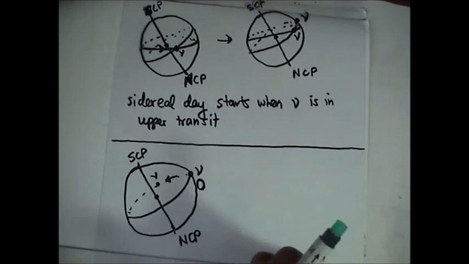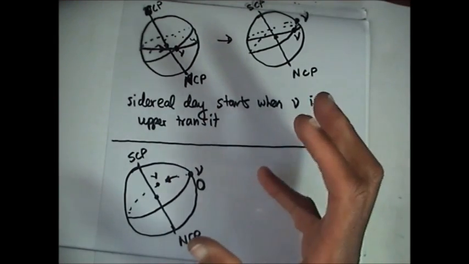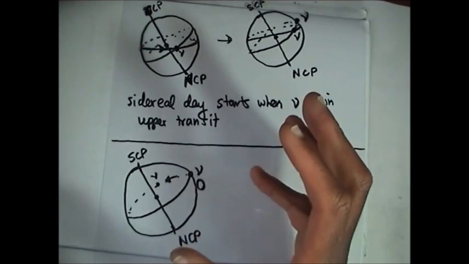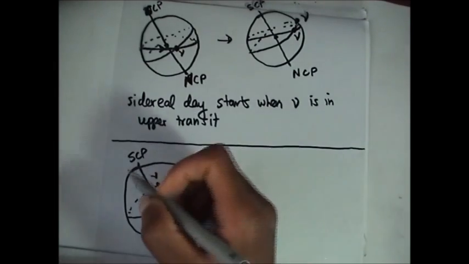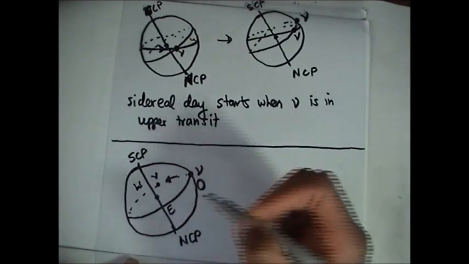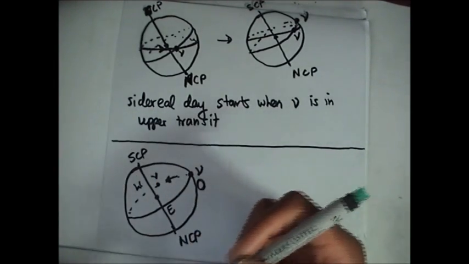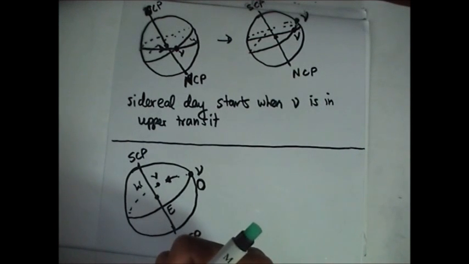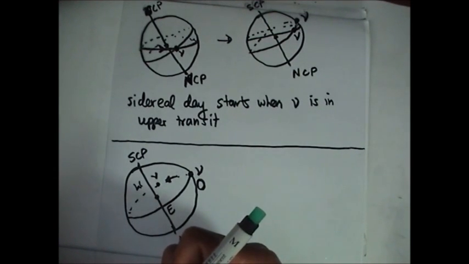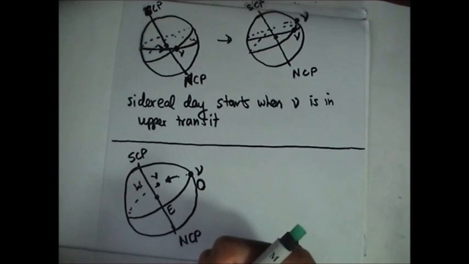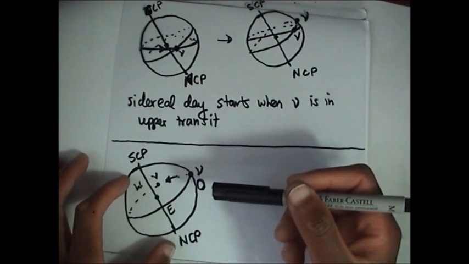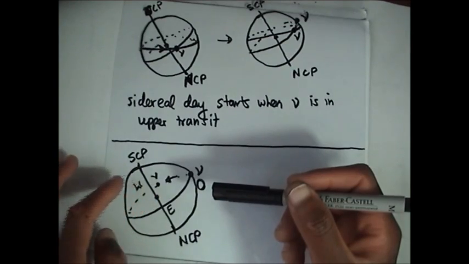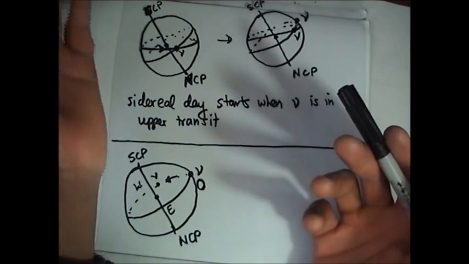So T hours later, after a few hours, V has moved westwards, because west is going to be on this side and east on this side. So V moves like that. Let's see, is this correct, Houston? Yeah, this looks correct. So V has moved westwards through an angle of T hours or T degrees, whatever you want to call it.